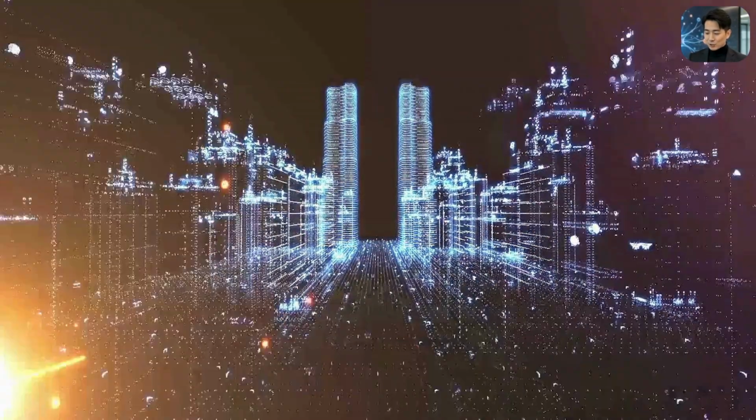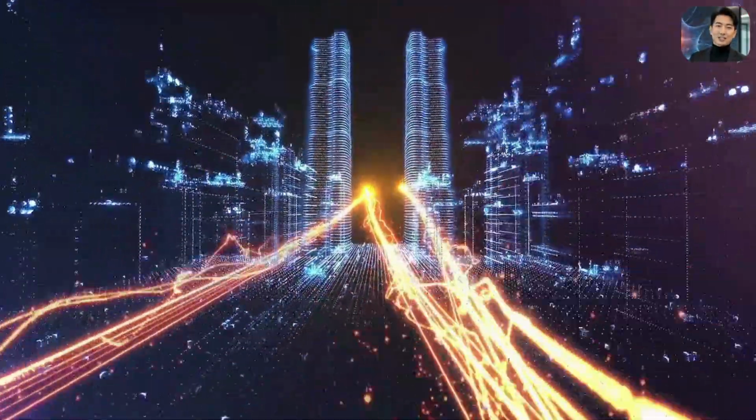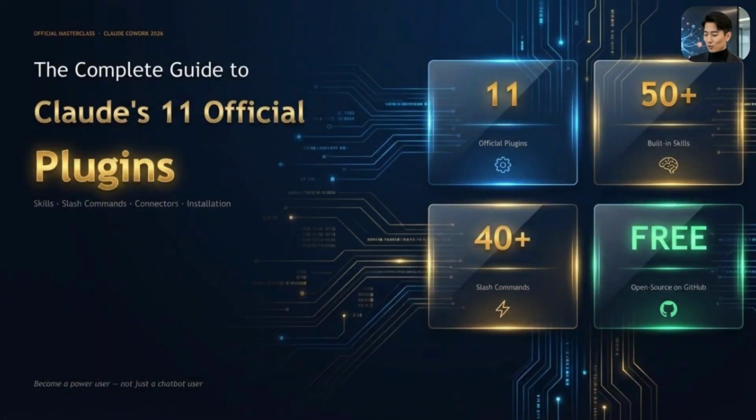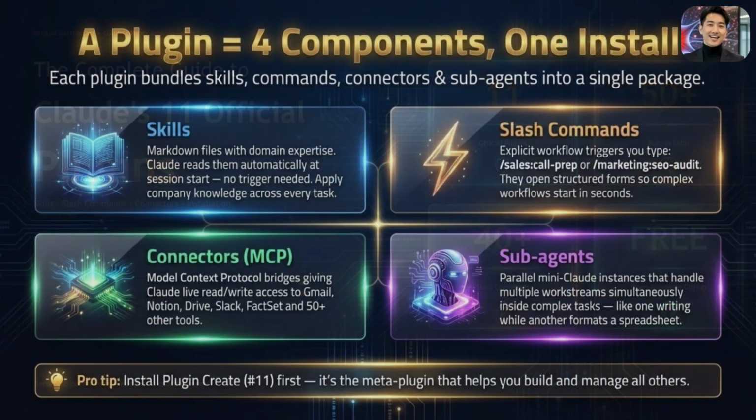Today, we're doing a deep dive into all 11 of Anthropic's official plugins for Claude Cowork. By the end of this video, you'll know exactly what each plugin does, which skills are built into it, how to run its commands, and step-by-step how to install every single one into your Claude setup. There are 11 plugins covering 50-plus built-in skills and over 40 slash commands, all completely free, all open source on GitHub. Let's go.